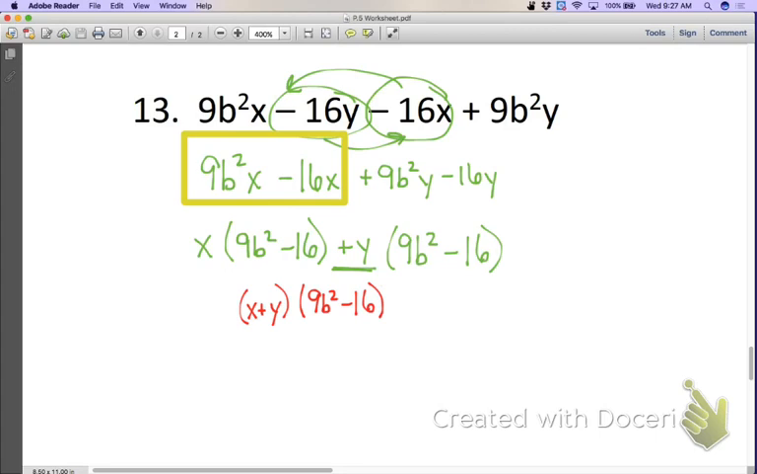Why not? Because the 9b squared minus 16, I can factor this right here, because what is it? Difference of two squares. So the x plus y is going to stay. I'm going to have 3b minus 4 and 3b plus 4.